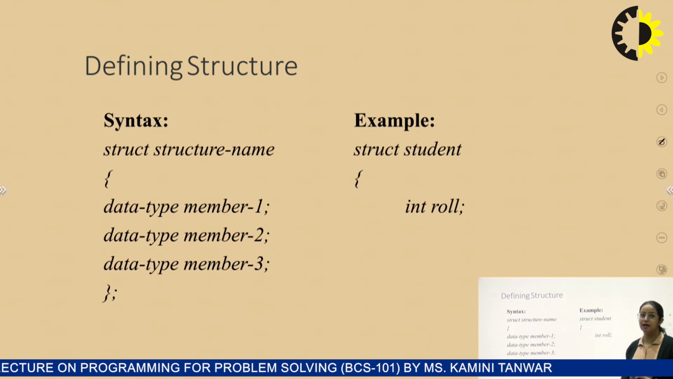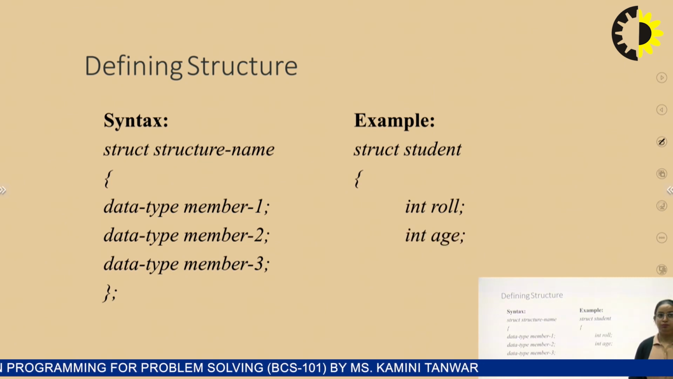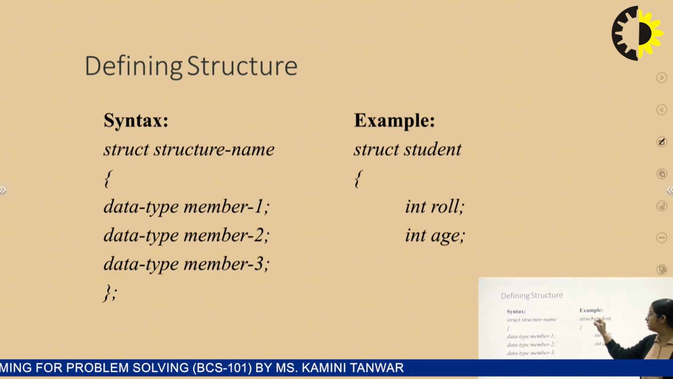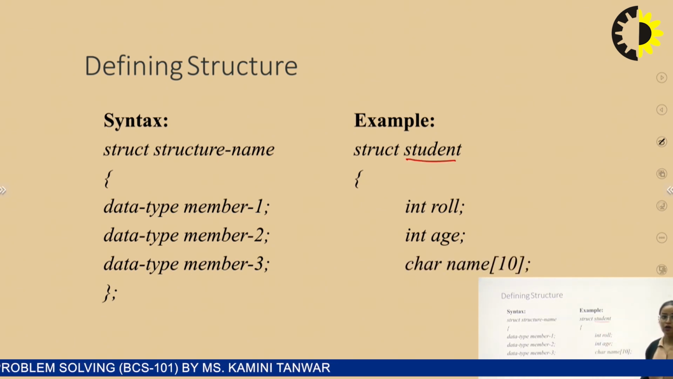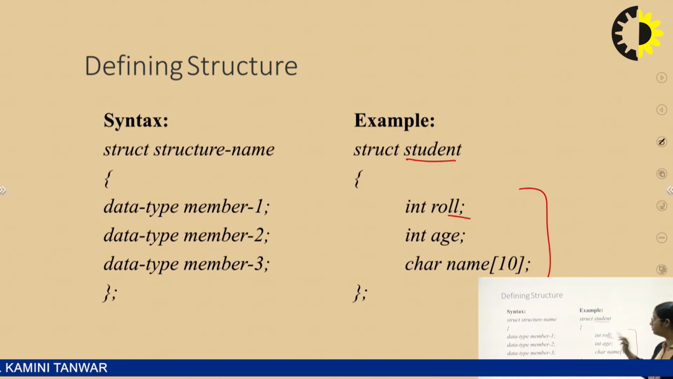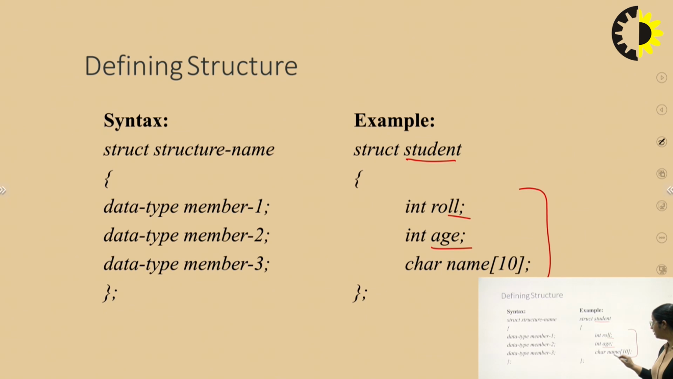Now this is one example of defining a structure. Suppose we are declaring a student tag name here. In this student structure we have members like int roll number, roll number of integer type, age of integer type, and name of character type. That means name is an array of characters. What is an array of characters? This is a collection of similar type of characters.